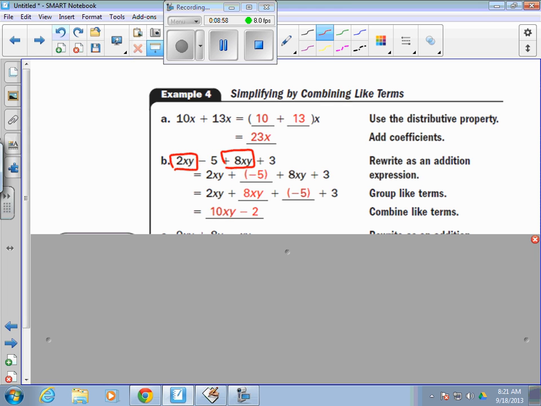Notice we use the associative property here, or we commute the things around just to multiply certain ones or add them first. That's just combining the like terms. That gives you 10xy, and put the other like terms together, or your constant terms, negative 5 and positive 3, to get negative 2.